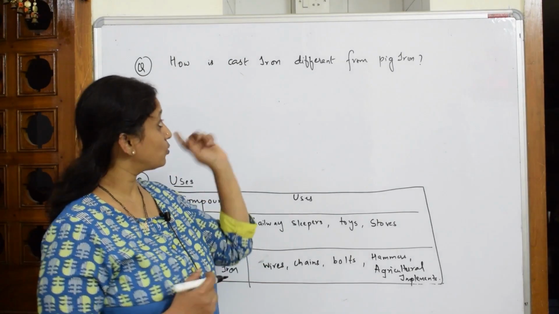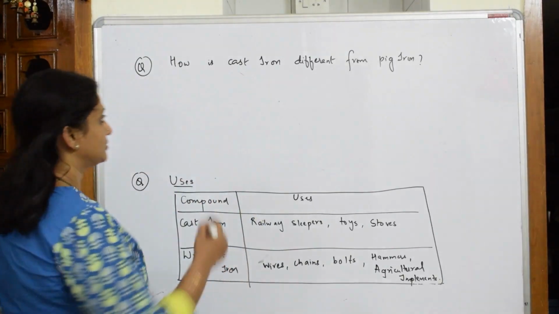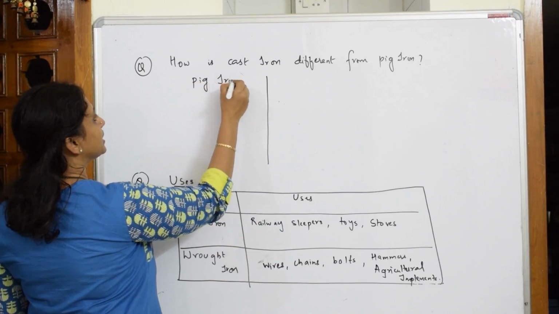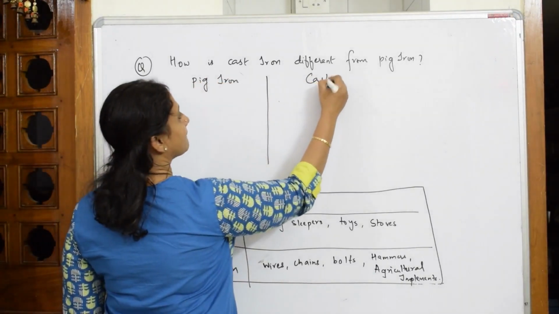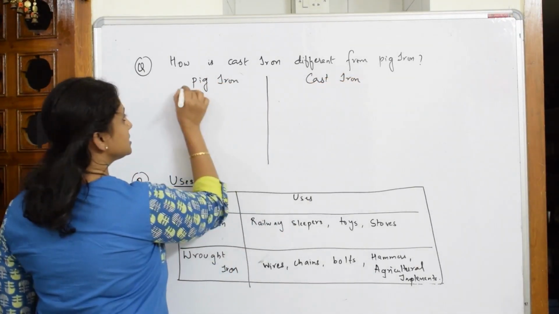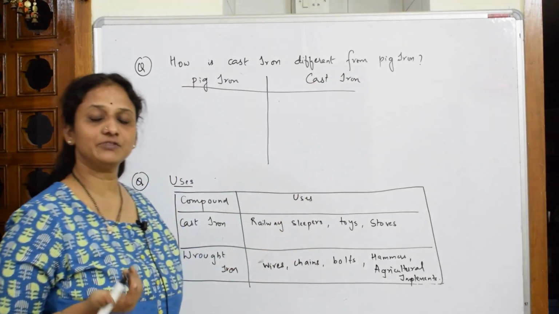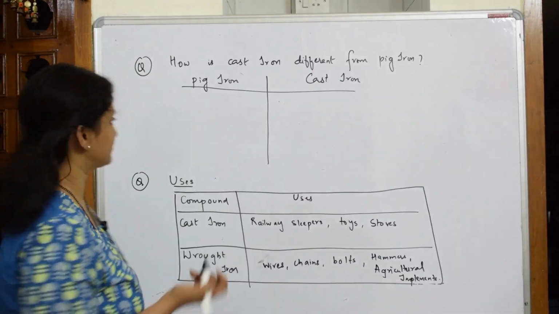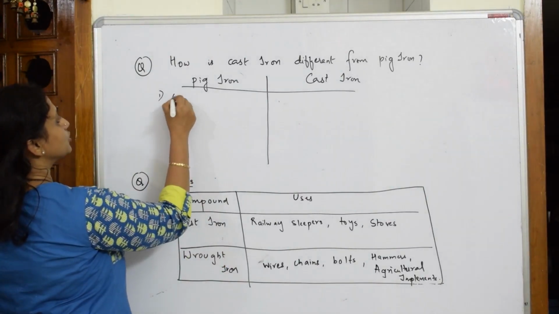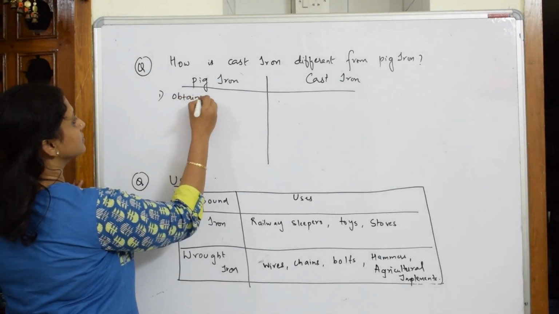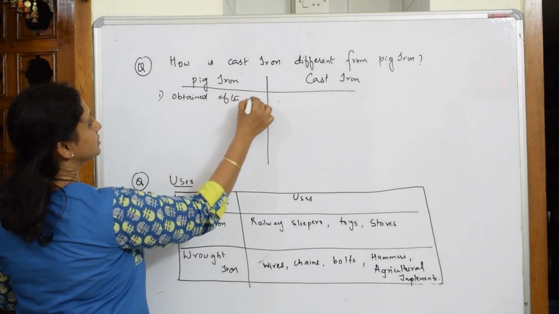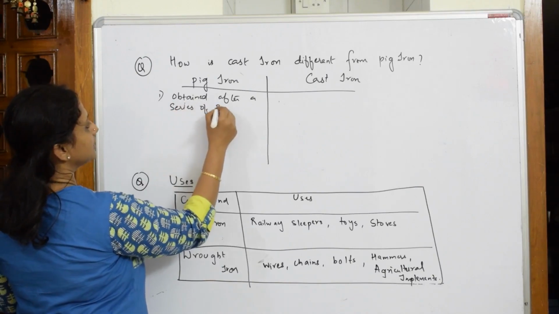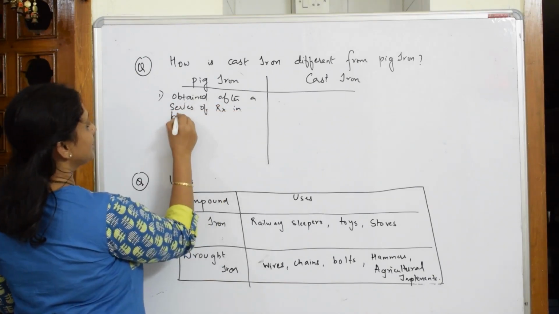Now they've asked us, what is the difference between pig iron and cast iron? Right, let us write the difference. Now your pig iron, your cast iron. So when I speak about pig iron, from where do we get? We have got pig iron after a series of reactions in the blast furnace. So let us write that, obtained after a series of reactions in blast furnace.